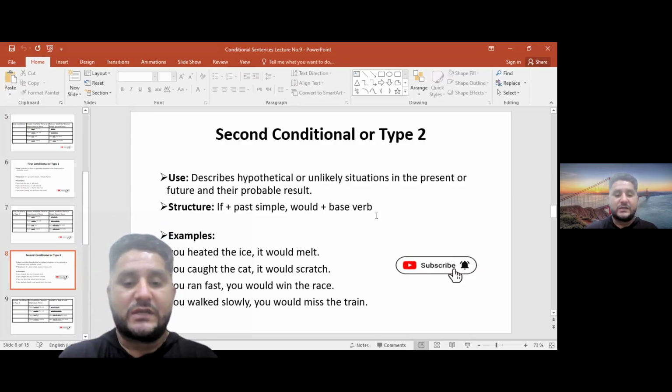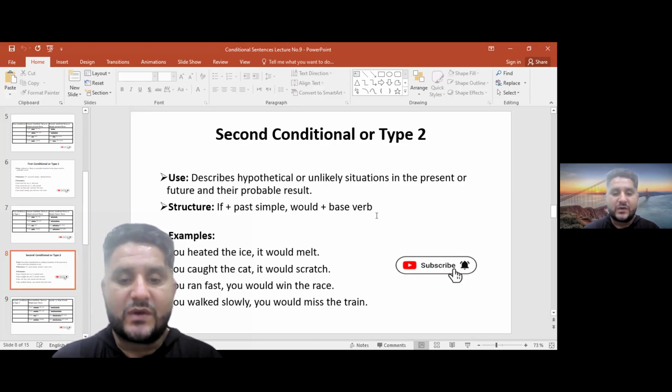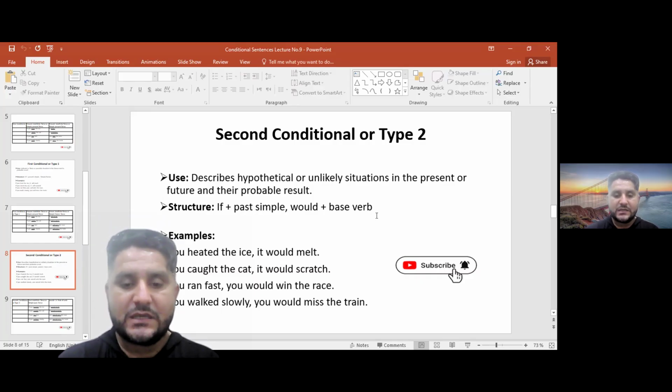With different conjugations according to tense and verb structure, I would use now. If you heated the ice, it would melt. If you caught the cat, it would scratch. If you ran fast, you would win the race. If you walked slowly, you would miss the train.